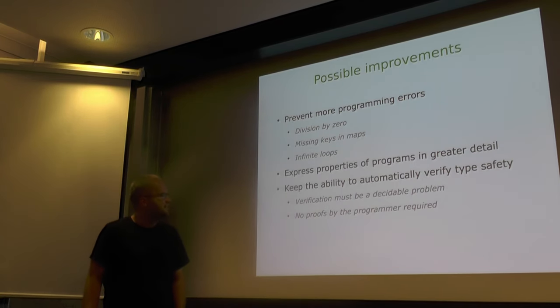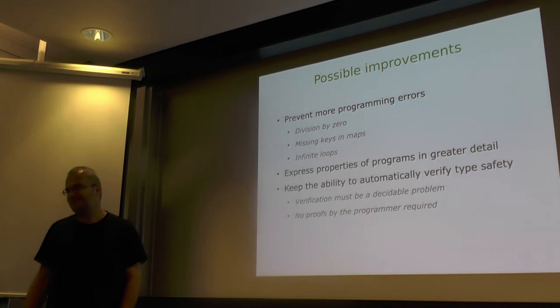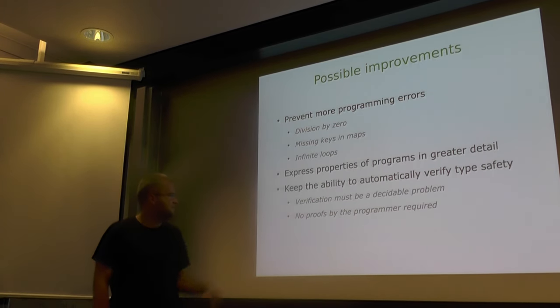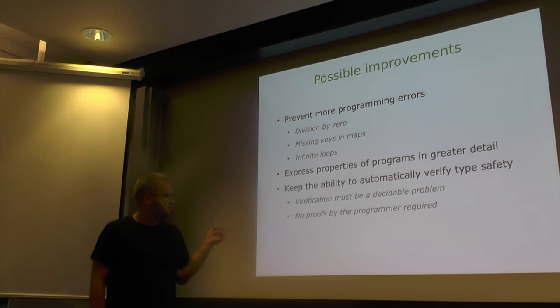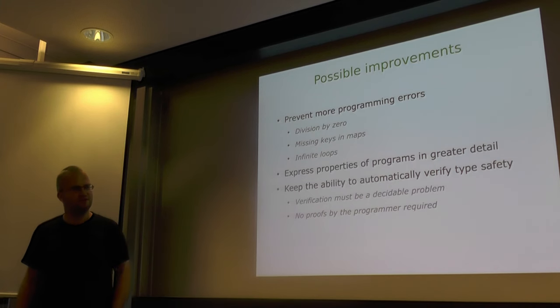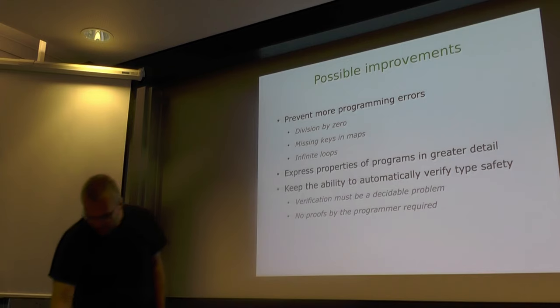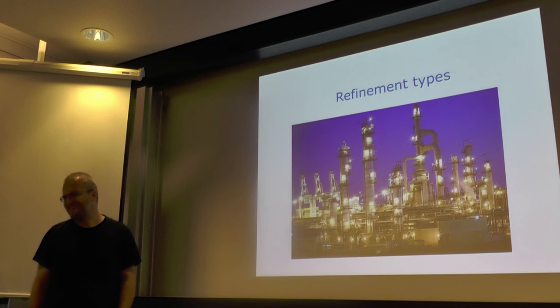But of course, since we are all lazy, we want to keep the ability to automatically verify all those properties and all those guarantees. So, mathematically speaking, this means that verification must be a decidable problem. Whatever properties we specify, the verification has to be decidable. And of course, we don't want any additional effort by the programmer except specification of the properties. So, no proofs, no other constructs should be required. So, is it possible? Some people think it is. So, enter refinement types.